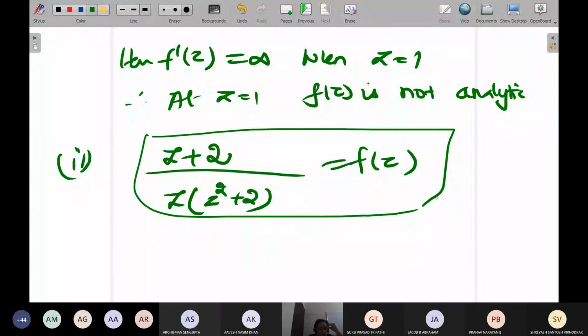Adil Muhammad is here. Yes, ma'am. Can you tell me what is the value of f dash of z? Once just simplifying. Okay, second. Okay. Do it.